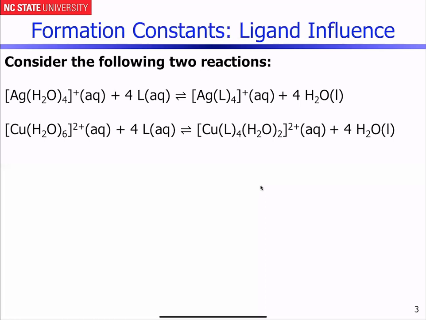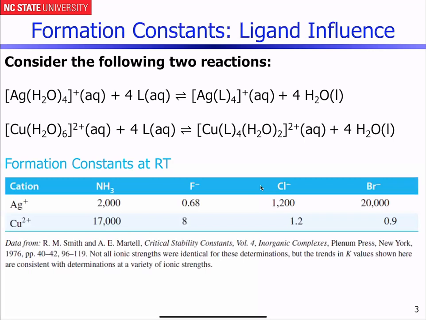But let's just consider those reactions and figure out what happens with the formation constants that are measured at room temperature if you change the nature of the ligands and see the influence of that ligand binding to silver 1 plus and copper 2 plus. So here is a summary of this, right out of your textbook. What I want you to recognize is that if you look at the first ligand, which is NH3, NH3 seems to have a much greater affinity for copper 2 plus. It's basically got a formation constant of 17,000 as opposed to 2,000.